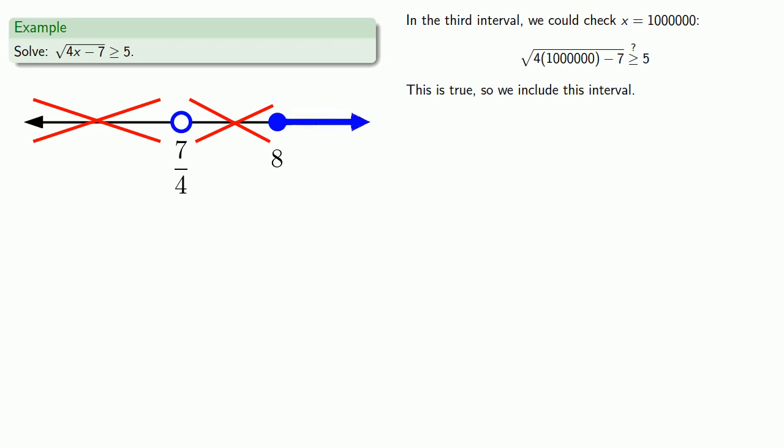And so our graph of the solution looks like this. And from the graph of the solution, we can write down our answer in interval notation. x is going to be the interval from 8 included all the way after.